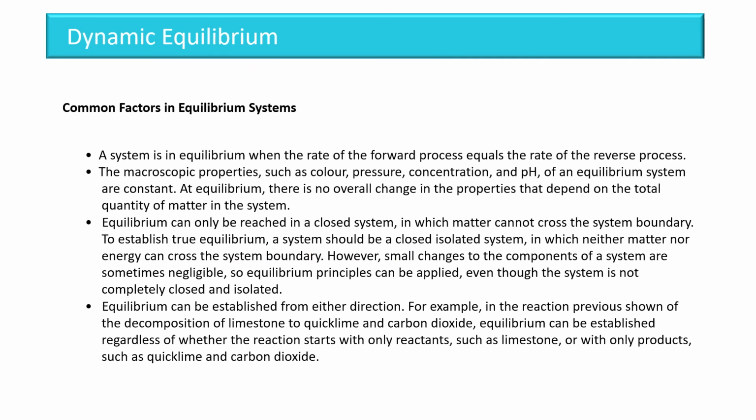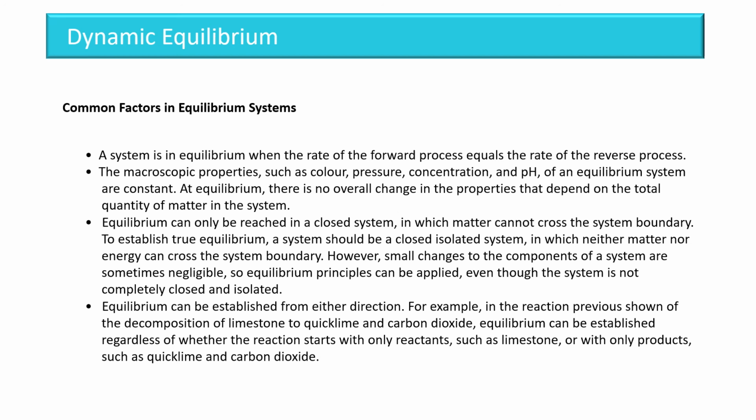Common factors in the equilibrium system. A system is in equilibrium when the rate of the forward process equals the rate of the reverse process. The macroscopic properties such as color, pressure, concentration, and pH of an equilibrium system are constant. At equilibrium, there is no overall change in the properties that depend on the total quantity of matter in the system.